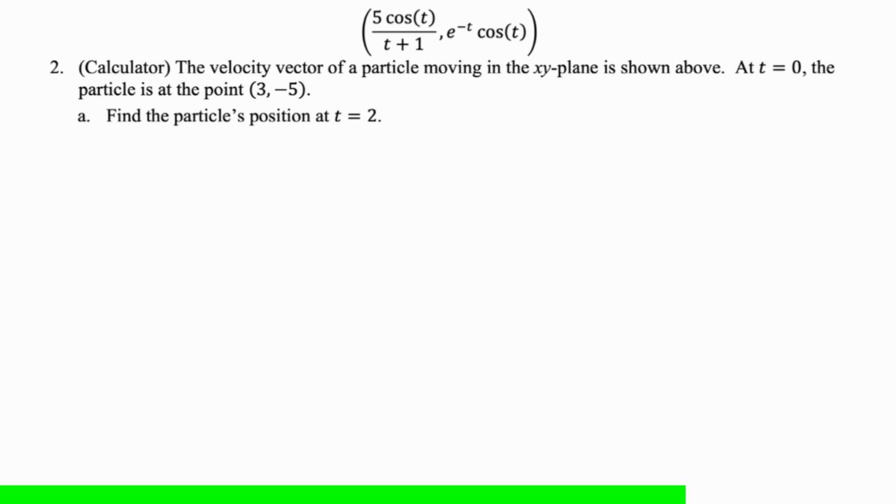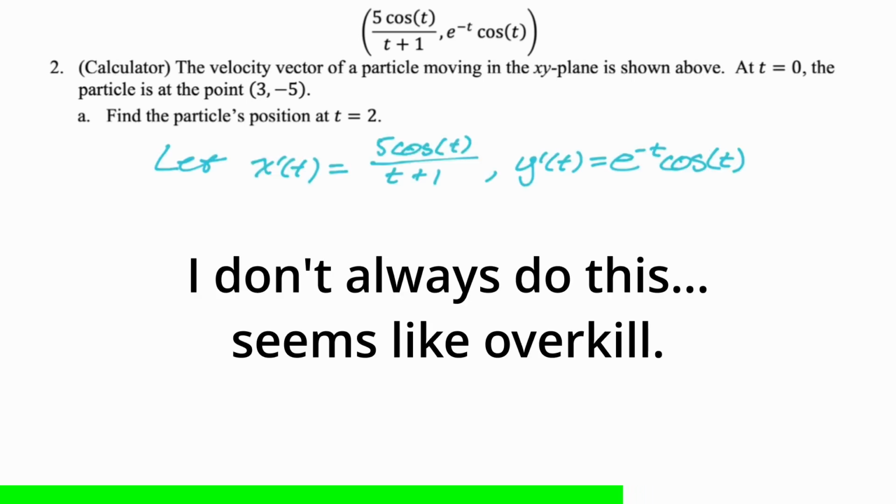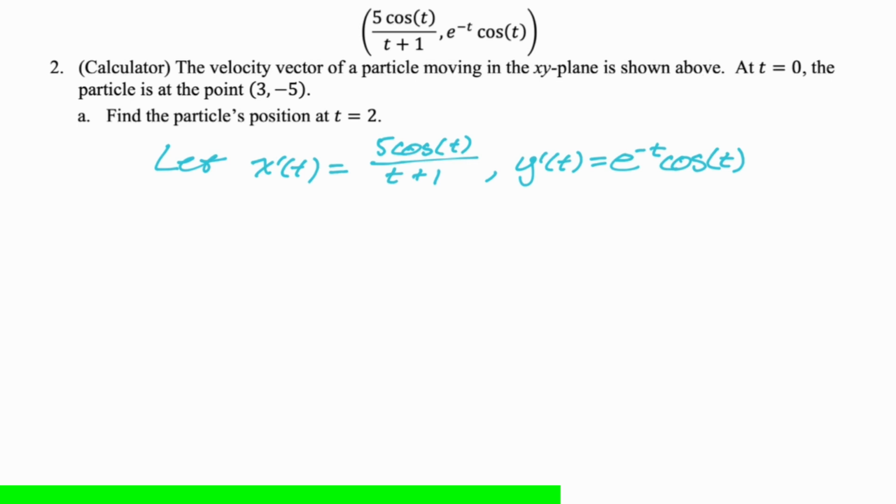Even though it's kind of implicitly given to you, I'm going to define x prime and y prime so that I can just use them in my work. Let x prime be 5 cosine t over t plus 1. Let y prime be e to the negative t cosine t. Having established that, I'm going to use the fundamental theorem in my favorite way, rewriting this as an accumulation function. My position at 2, x of 2, is equal to x of 0, where we're starting, plus the displacement, so plus the integral from 0 to 2 of x prime of t dt.